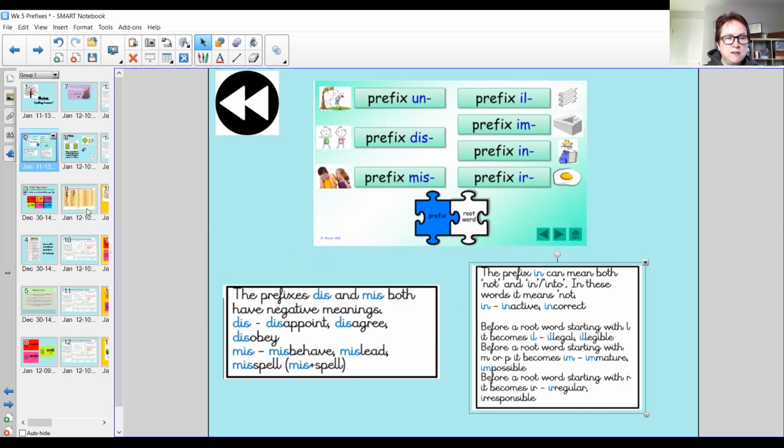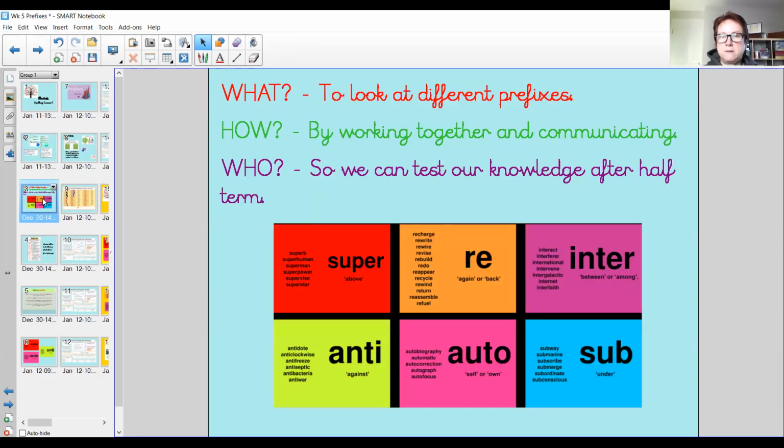And this week we're still sticking with prefixes. We're looking at some different ones. We're looking at 3 this week, quite a lot, but we have seen these before. This is more of just a refresher.